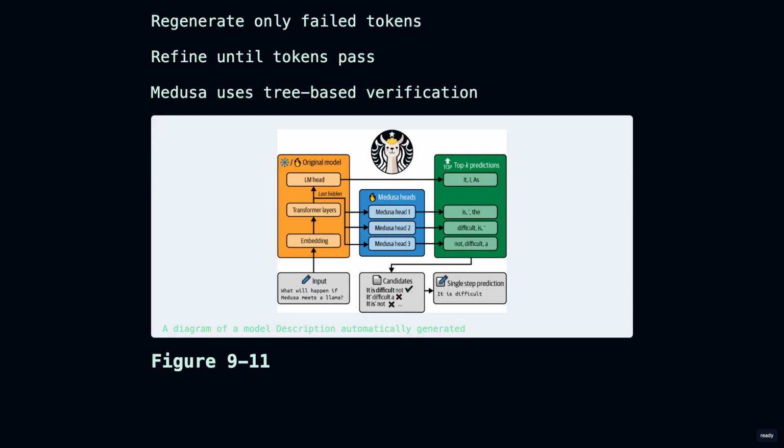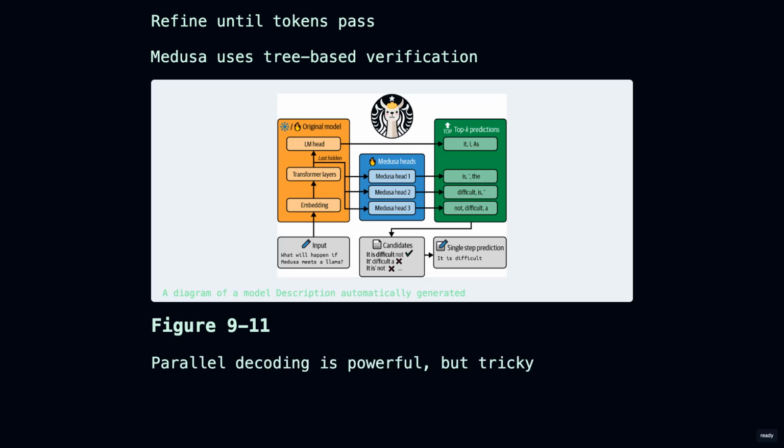The figure shows how Medusa combines multiple predictions into one selected continuation. The key idea is to explore several options cheaply, then keep the best one. Parallel decoding is appealing because it breaks sequential dependence, but it is not as intuitive as speculative decoding. Some versions, including Medusa, are also harder to implement.